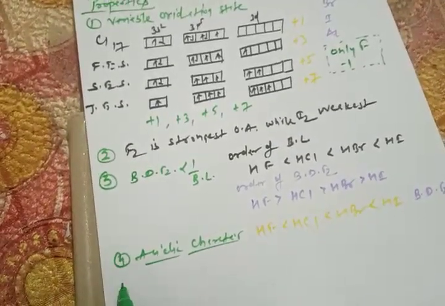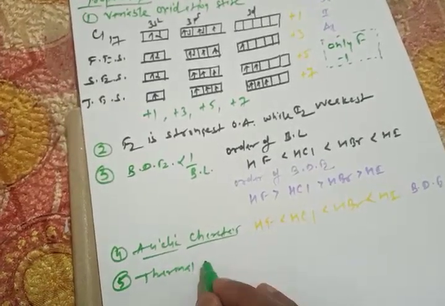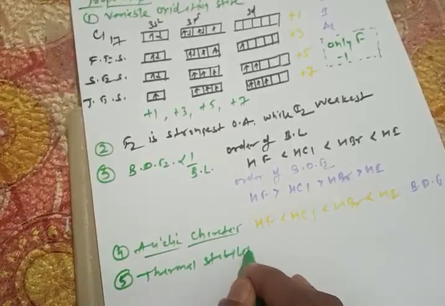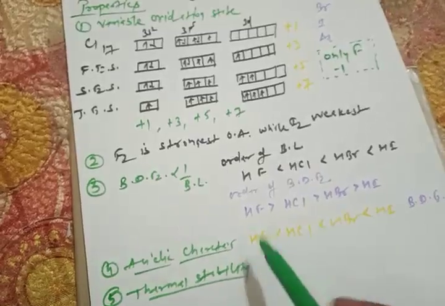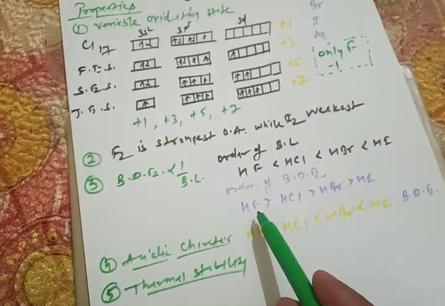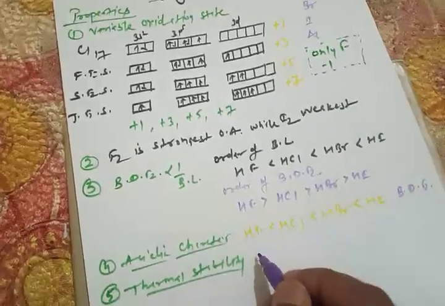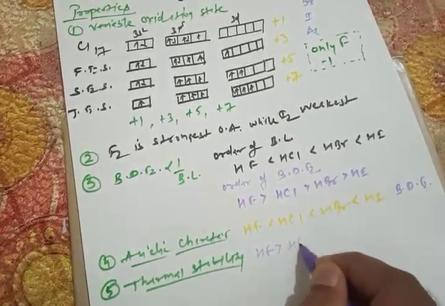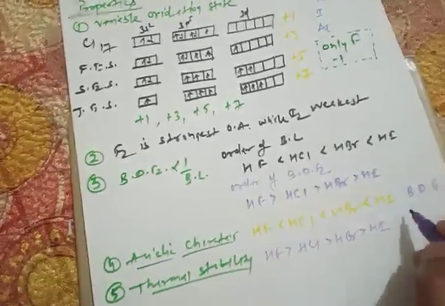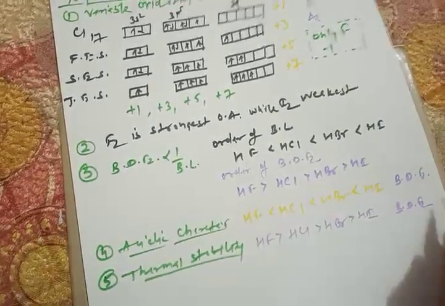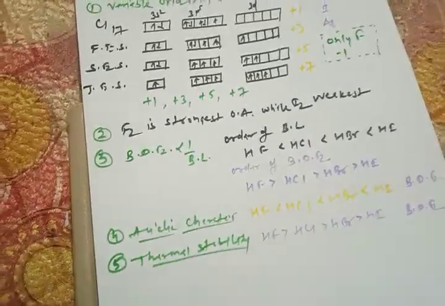There is one more property, that is thermal stability. This again is a phenomenon of bond dissociation energy. In this case the bond dissociation energy is highest, so the thermal stability is highest in this case. So here the order will be again HF, HCl, HBr, and HI based on the bond dissociation energy. So we can discuss several properties based on the bond dissociation energy.